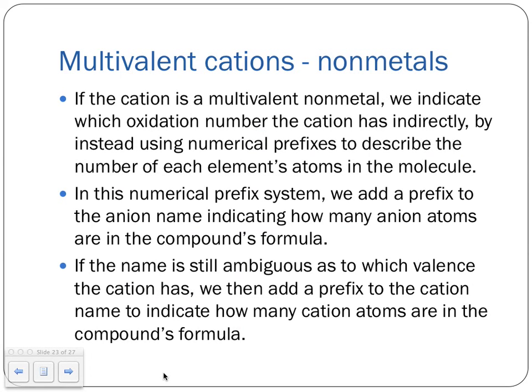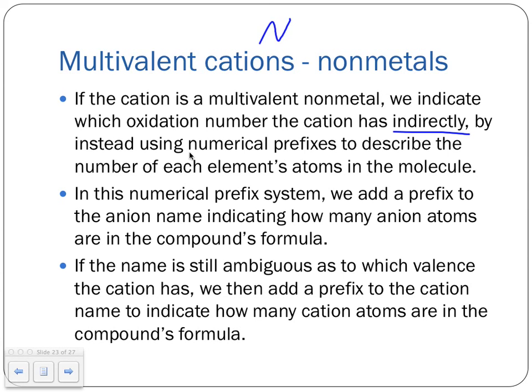Nonmetals. If the cation is multivalent and a nonmetal, like for example, looking at the periodic table, nitrogen's the classic one right here. Nitrogen as a cation has many possible valences, +1, +2, +3, +4, +5, in addition to the -3 that's most common with nitrogen. Because it's a nonmetal, it's normally going to be an anion, but if it's a cation, it could be one of many possibilities. And so we have to indicate which oxidation number indirectly. We don't say it straight like with the metals, nitrogen 4, or something like nitrous or nitric. We don't do that whenever we have nitrogen or other nonmetals as the cation.